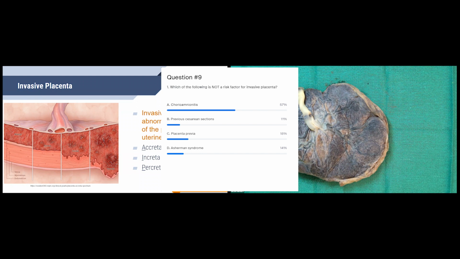Previous cesarean sections are an increased risk factor. The greater the number of previous cesarean sections, the greater the risk for accreta. As well, placenta previa is also a risk factor, and Asherman syndrome is also a risk factor. That is an acquired condition where scar tissue forms inside the uterus, and the most common cause of this is several D&C procedures.